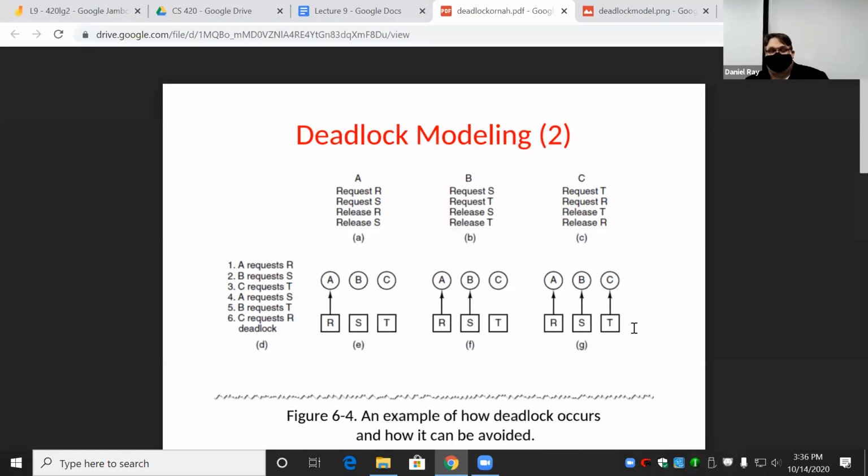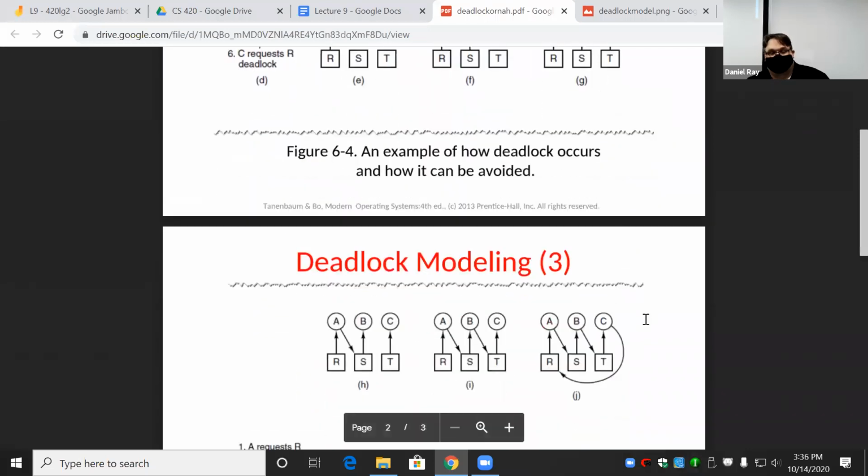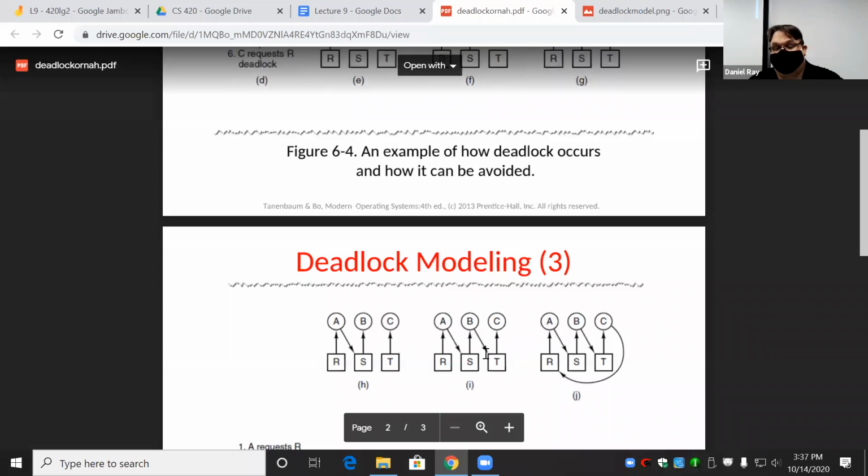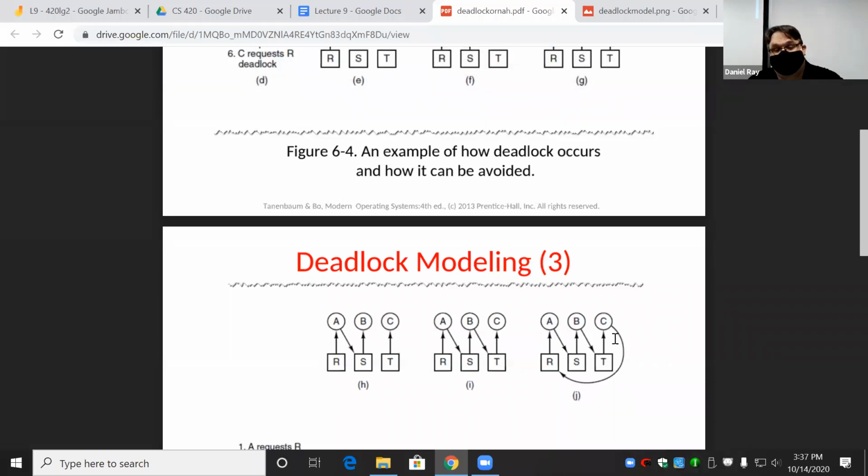Then A requests S. That looks like that. A cannot have S. Why? It's already been allocated to B. Yep. So there's only one of them. A's got to wait. Now, B requests T, can't have it. And C requests R, can't have it. They are all blocked, okay? And they are all waiting on each other.